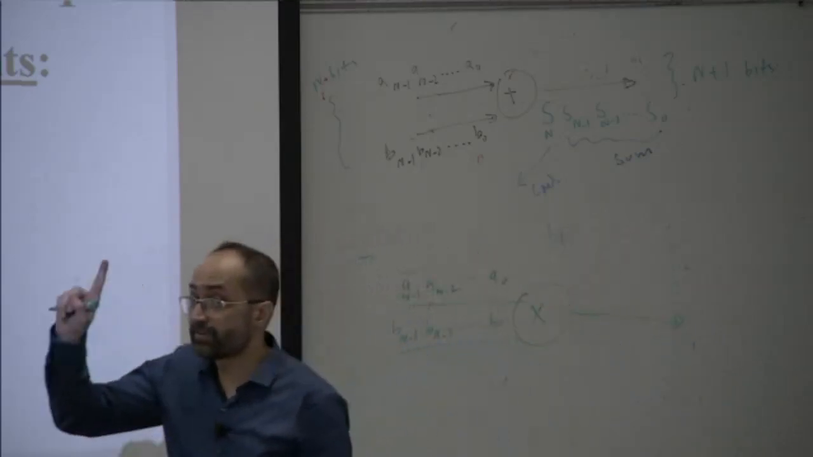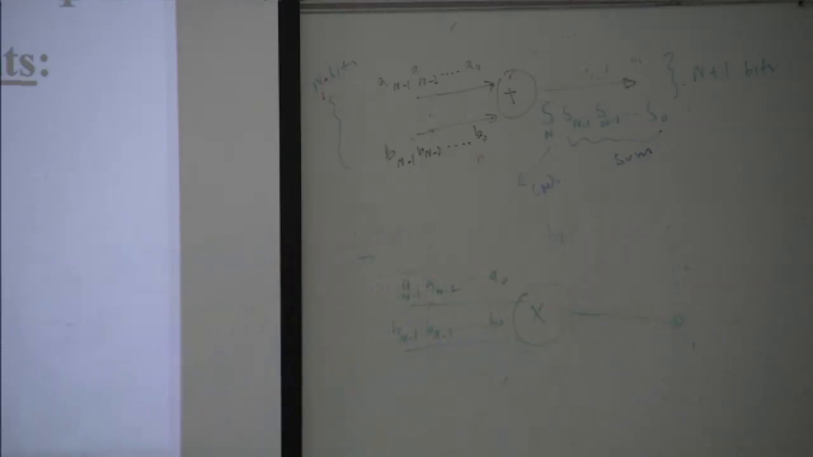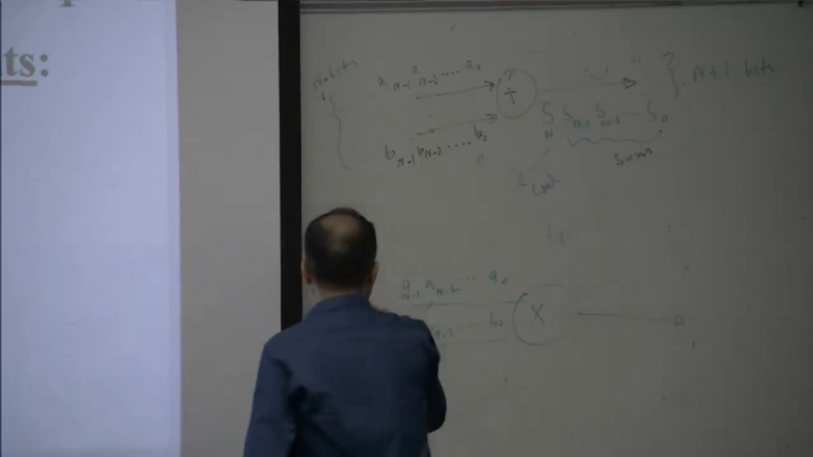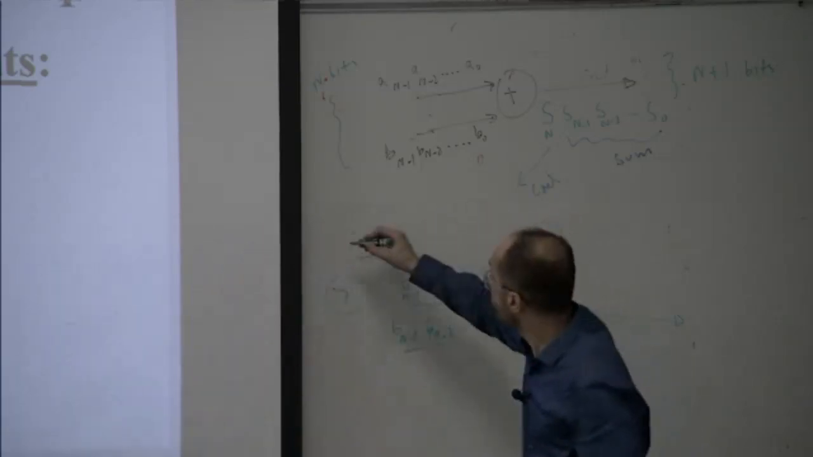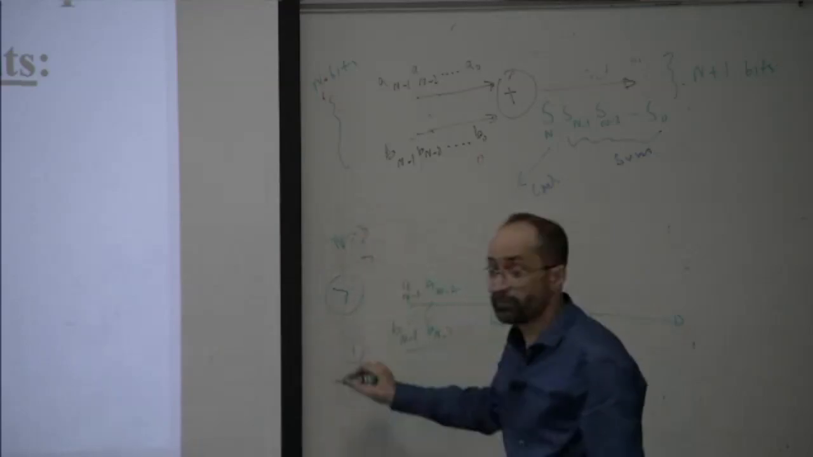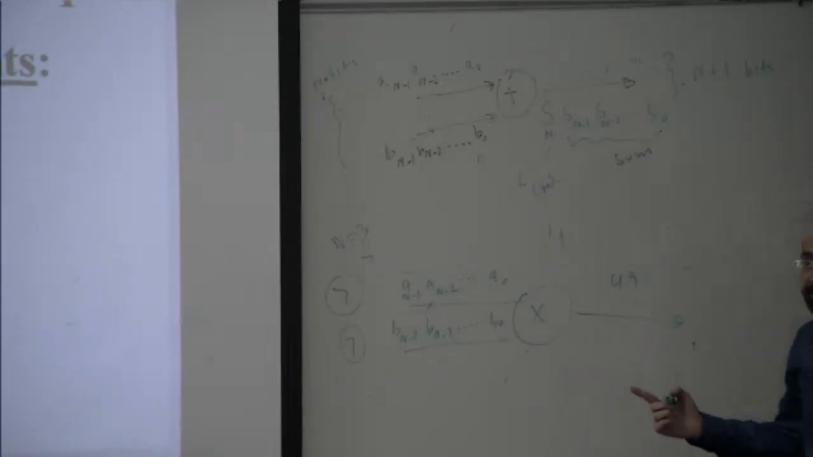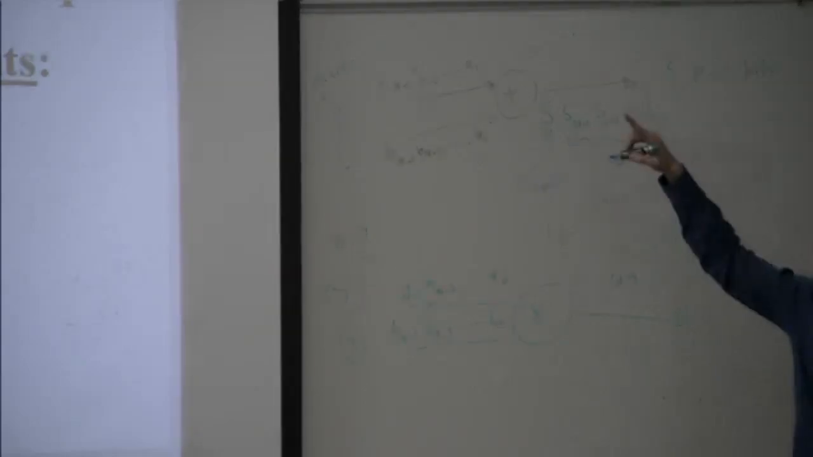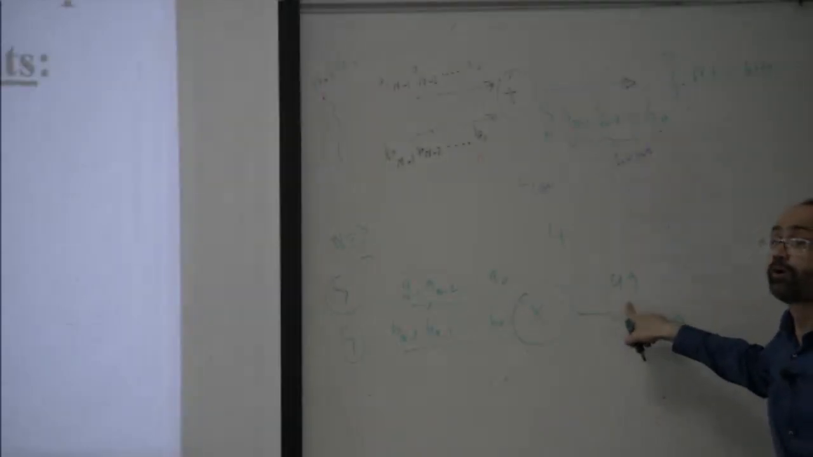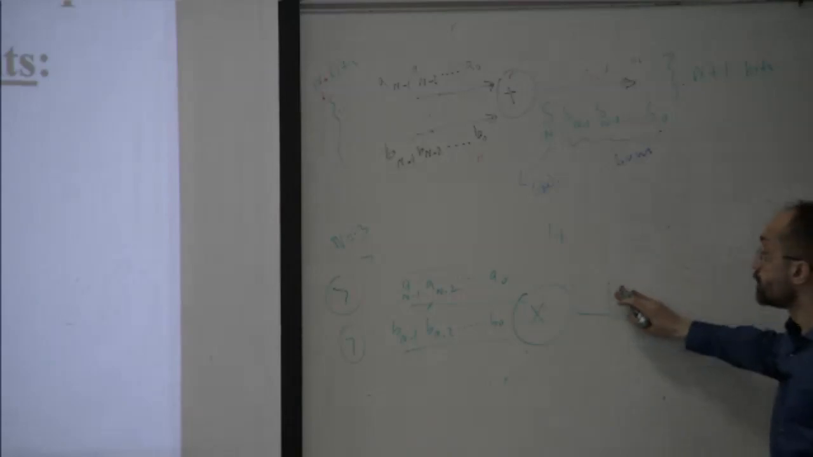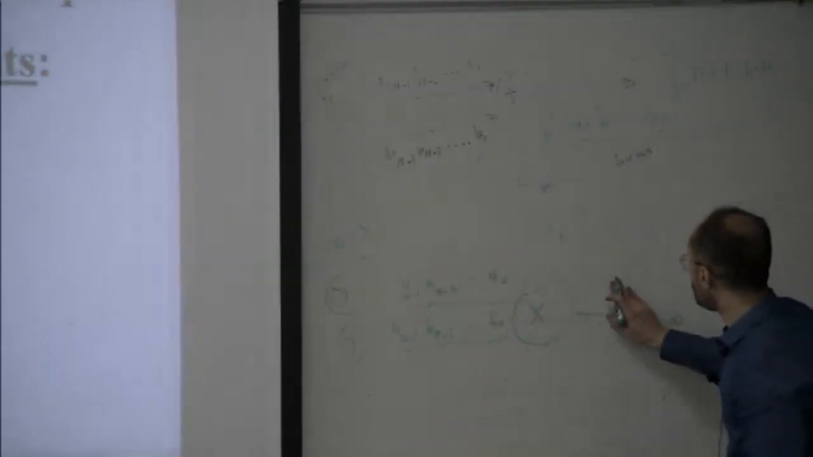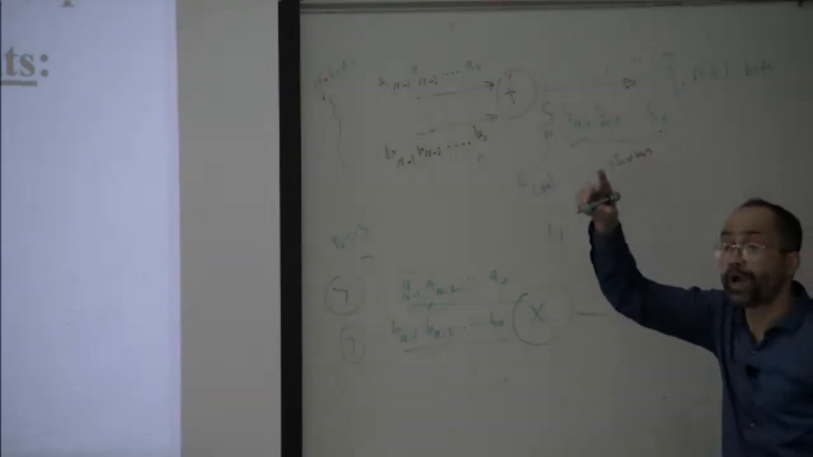For a 3-bit number, what is the maximum number? 7. Assume n is 3. 7 multiplied by 7 is 49. To represent 49, how many bits are required? 2 to the power 5 is 32, and 2 to the power 6 is 64. 49 lies within the range of 32 and 64, so to represent 49 we need 6 bits. So if we multiply two n-bit numbers, the result will fit into 2n bits.